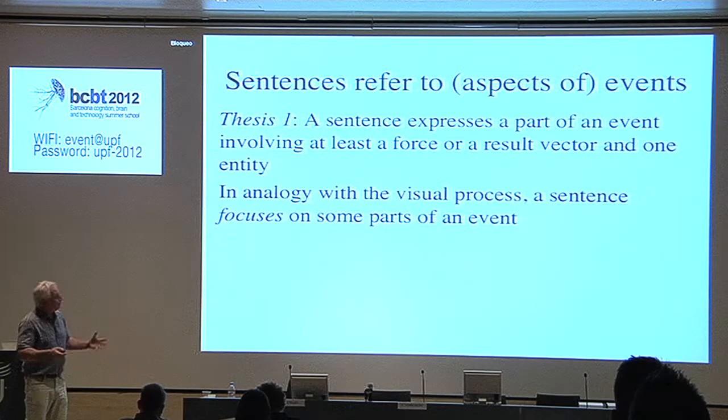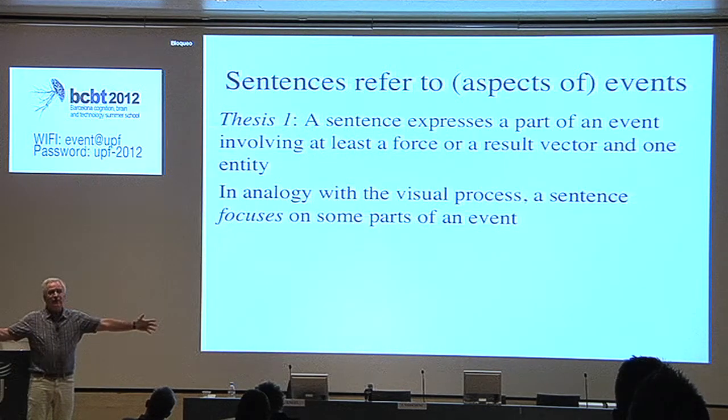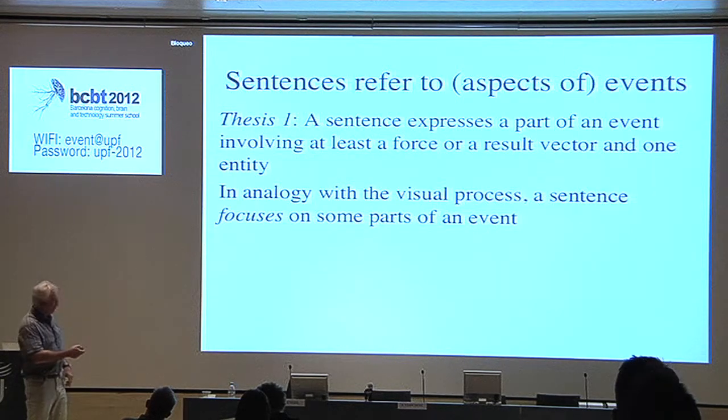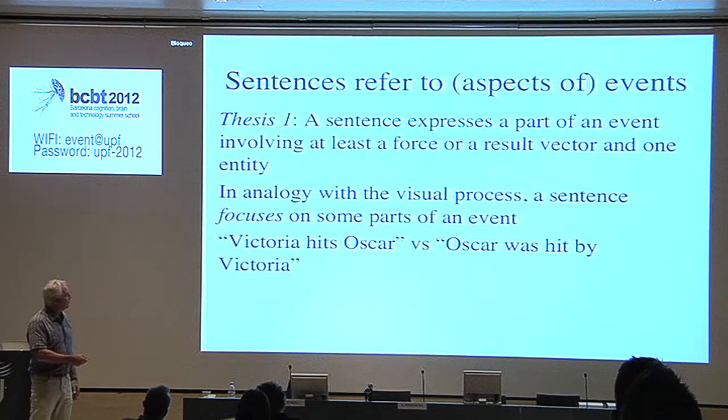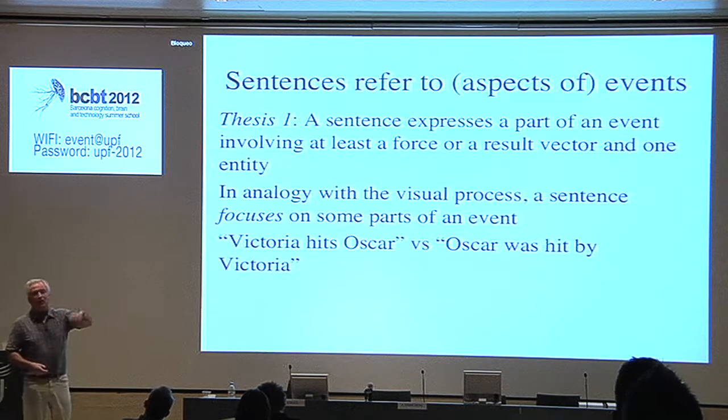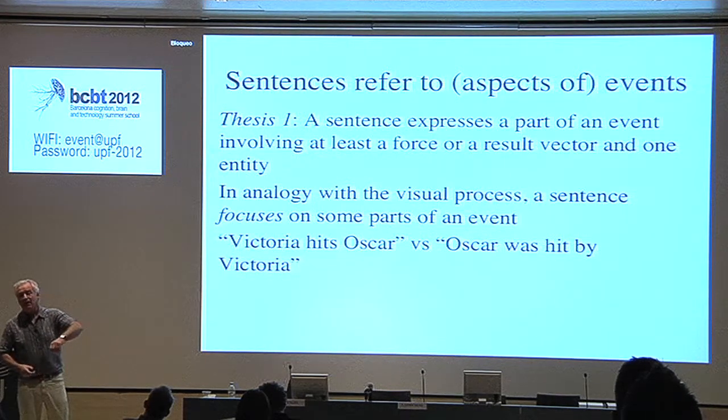But when we see an event, we focus on something. We don't take in everything in the visual process. We focus on something. The sentence focuses on one vector and one entity. And this focusing can be different. I mean, if I say Victoria hits Oscar, I'm focusing on what Victoria is doing. But if I say Oscar was hit by Victoria, I'm focusing on what's happening to Oscar. So I changed the focus here.